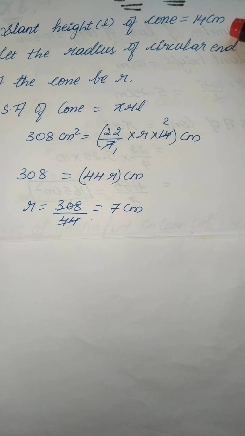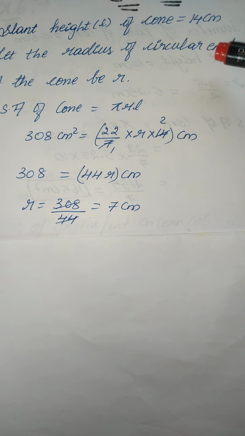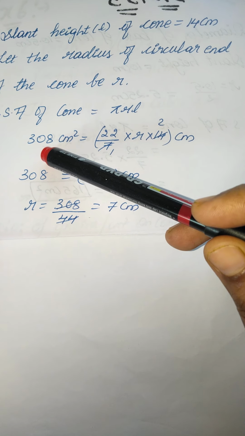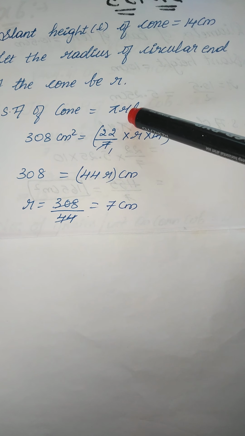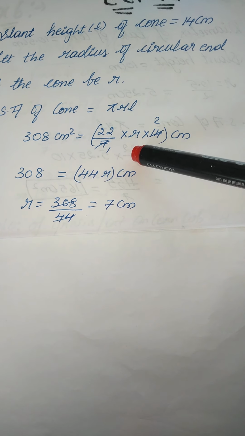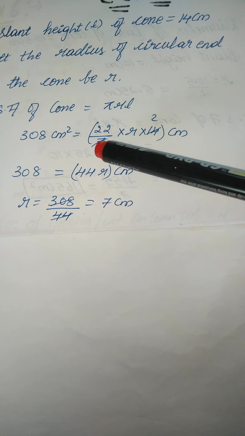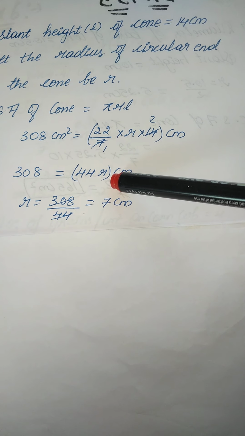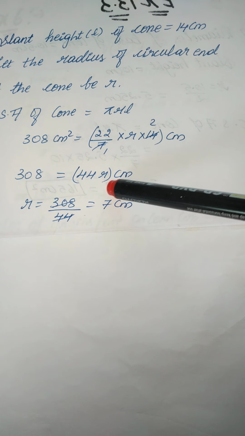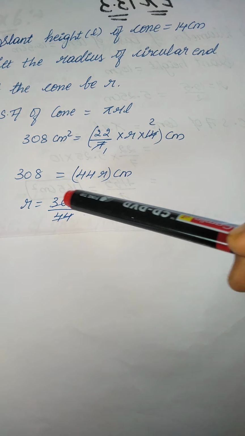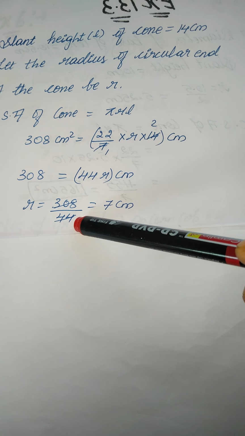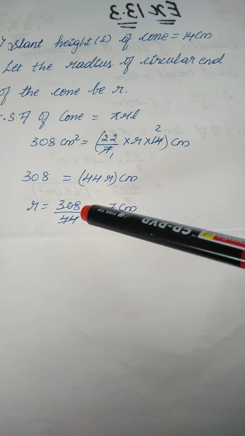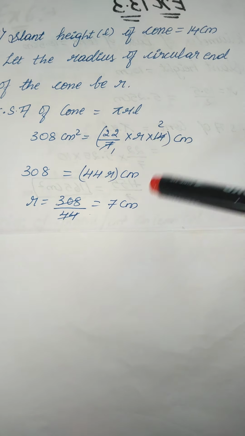Slant height of the cone is 14 centimeters and I don't know the radius, so I'll keep it as r only. In the CSA place I will substitute 308 and pi r L, pi value 22 by 7, r as it is and L is 14 centimeters. On cancellation, 7 ones are 7, 7 twos are 14. It becomes 44 r in the RHS side. When 44 goes to the other side, it becomes division. So 308 by 44, 44 ones are 44, 44 sevens are 308. Hence the radius of the cone is 7 centimeters.